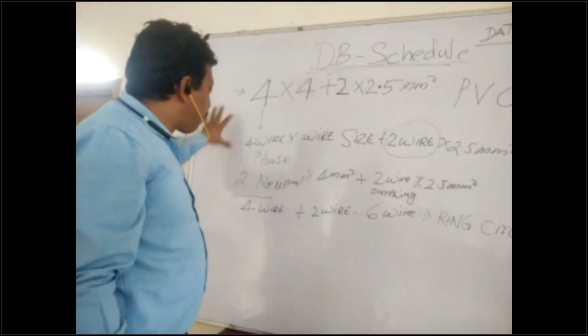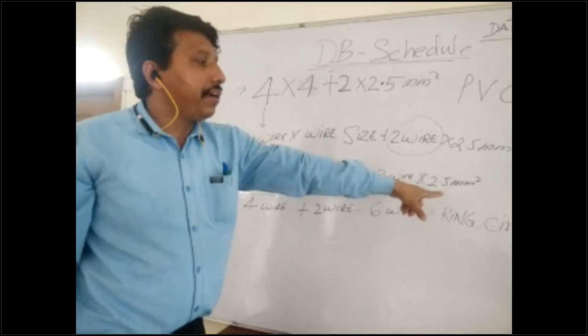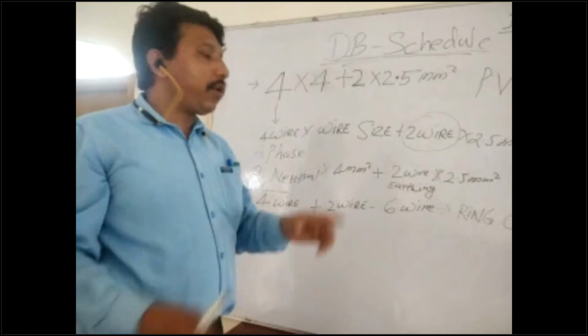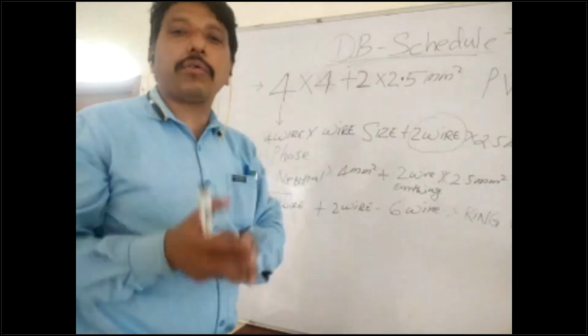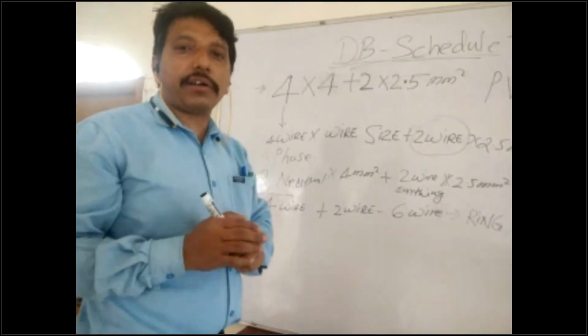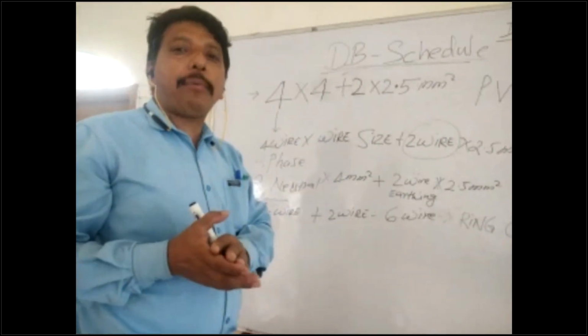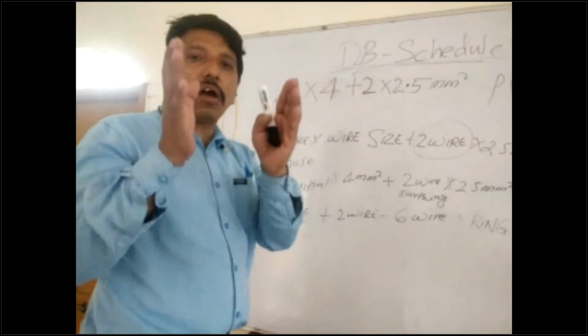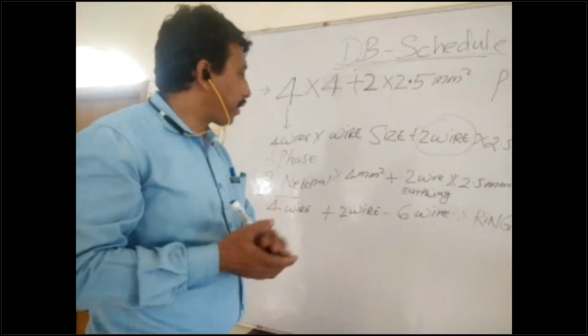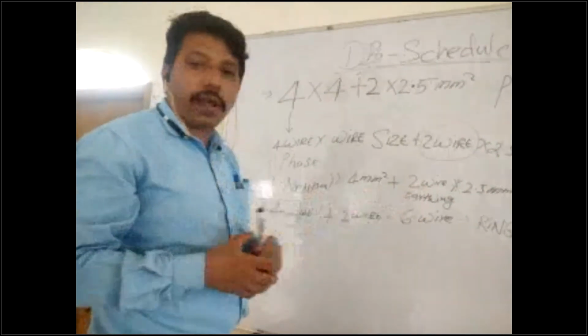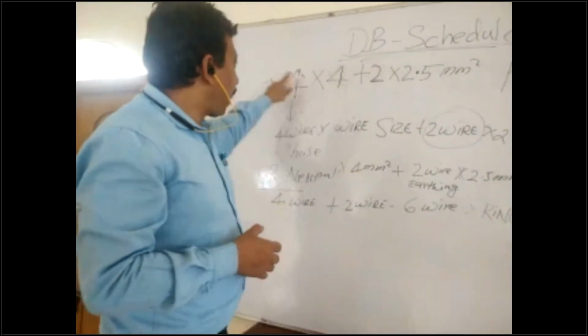So this type of wiring is used in ring circuit wiring. If you are working with a ring circuit, at power socket outlet, power socket wiring time, we can use a ring circuit.